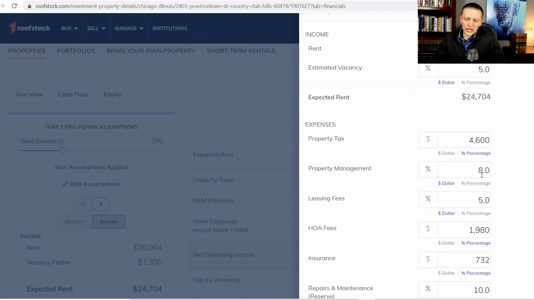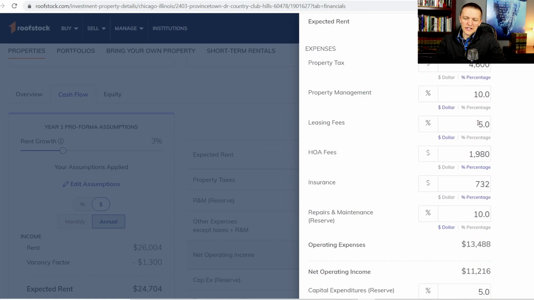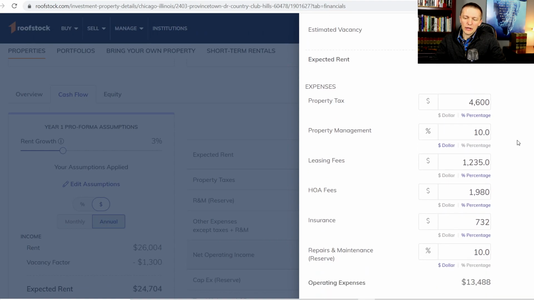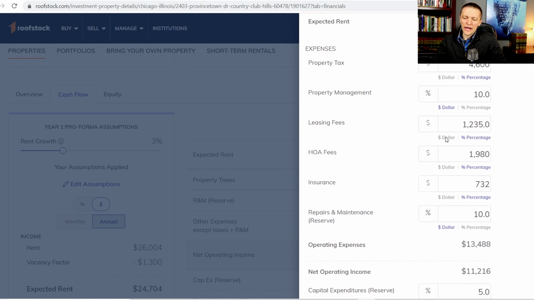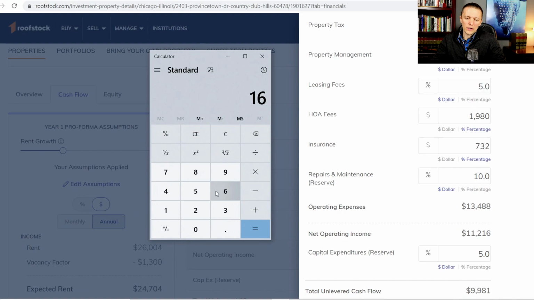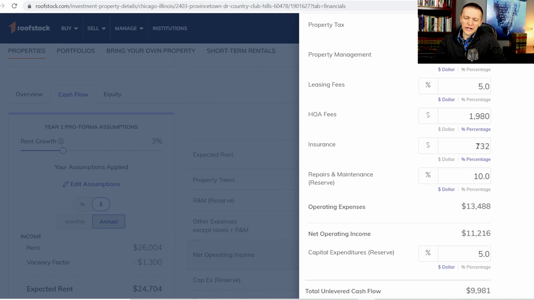And I'm going to change the property management number to 10%. Leasing fees listed at 5%. That comes to $1,235. About half of what the estimated market rent would be, so I'm just going to leave that. HOA fees, I'm going to leave that as well. I believe we have them listed at $165, so $165 per month times 12 should come to the number that they have here. Yep.